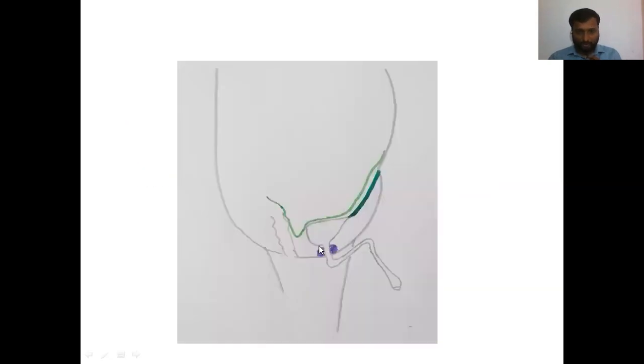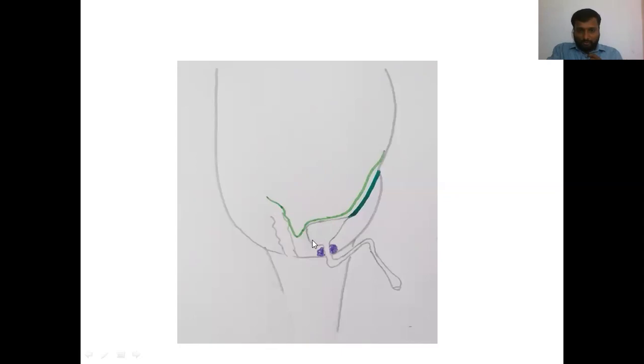See here, this area, which comes in close contact with the prostate in case of males. So this area of the urinary bladder is known as the neck. See, this is the sagittal section of the body. Sagittal section means it divides the body into right and left halves. So this is the sagittal section of the body.